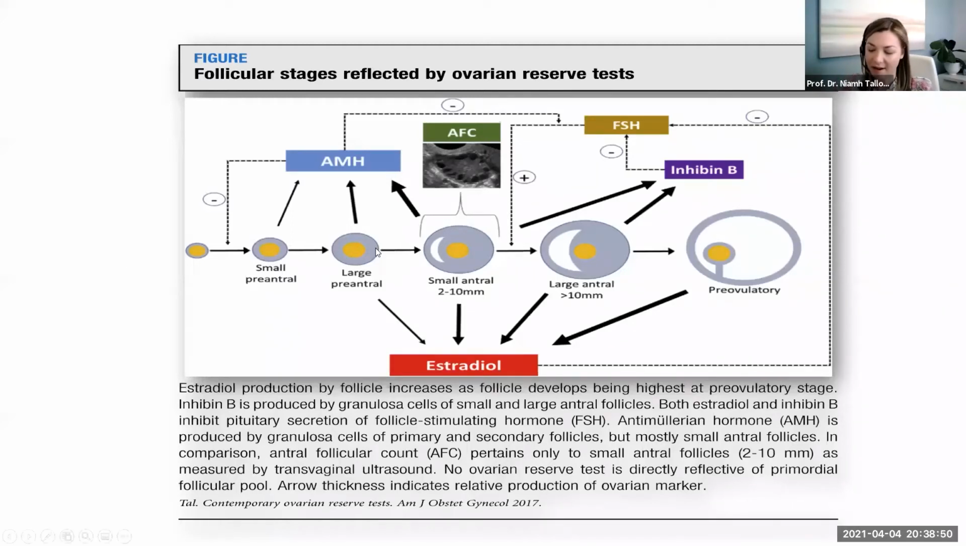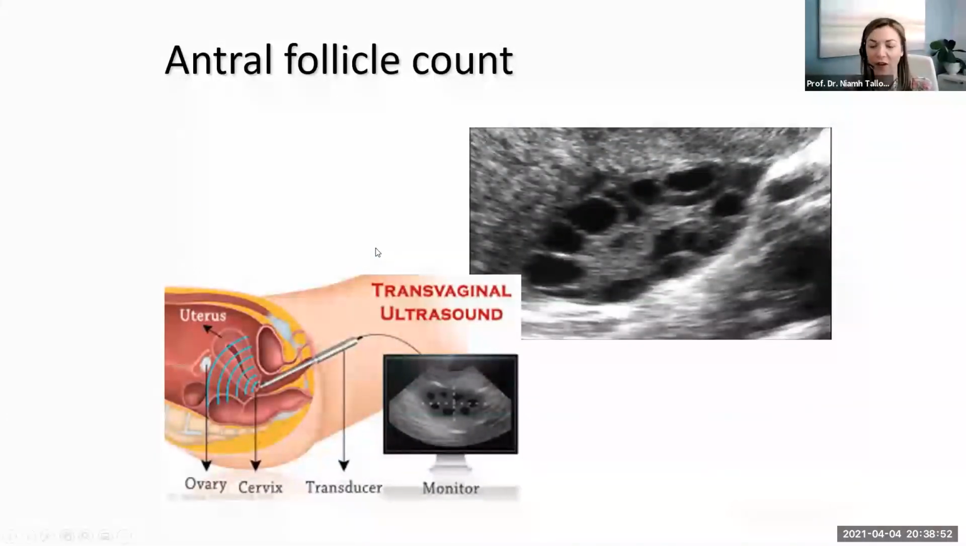In terms of antral follicle count, I tell patients it looks like a chocolate chip cookie. We're looking at these black little sacs within the ovaries, and we're counting them. And these again are follicles that are 2 to 9 millimeters in size. We're not really sure if they're coming or going in the cycle, but they give a very good estimate to the maximum number of eggs that you would expect to retrieve from something like IVF.